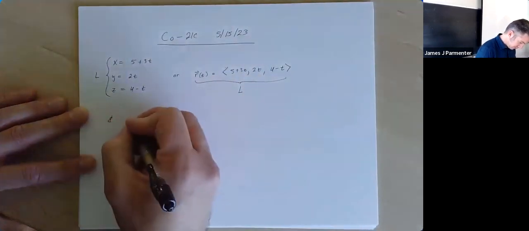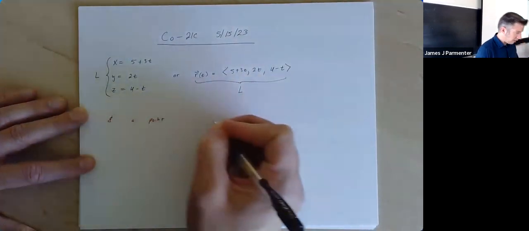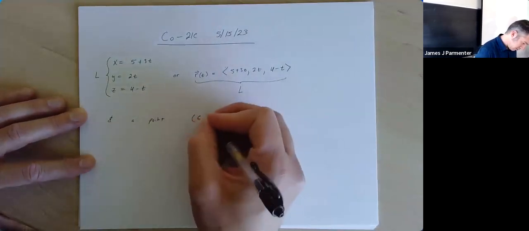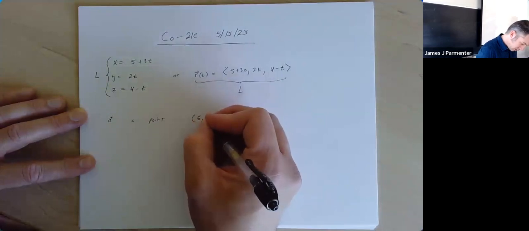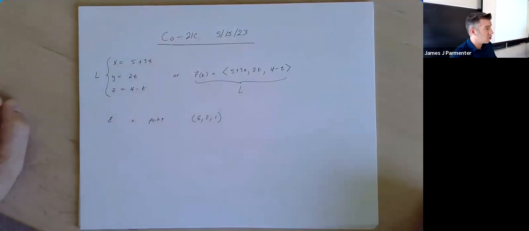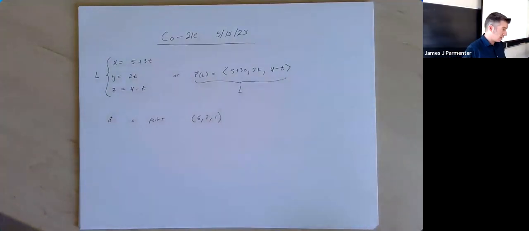And a point not on the line. So I don't know, 6, 2, 1. We want to find the equation of the plane that includes that line and that point.